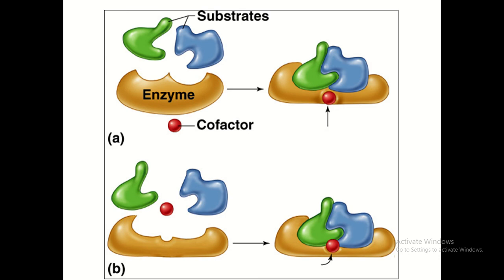Here, as you can see, the shape of the active site of the enzyme is not exactly the same as the shape of the substrate. So what will happen here is that the inorganic ion will bind to the active site of the enzyme. Thus, it will help to shape the enzyme's active site to resemble the shape of the substrate.